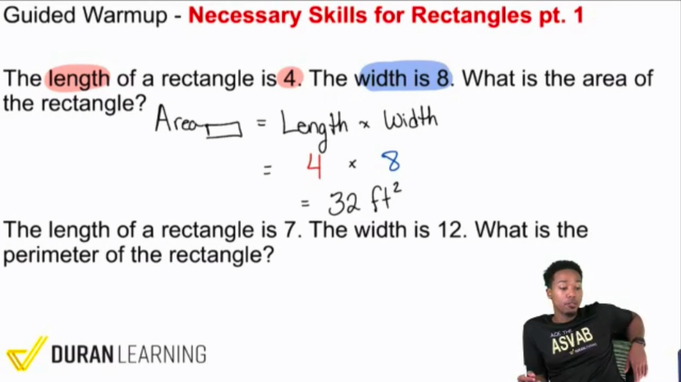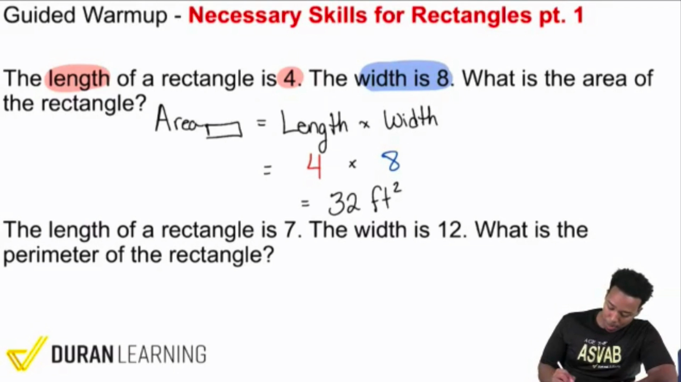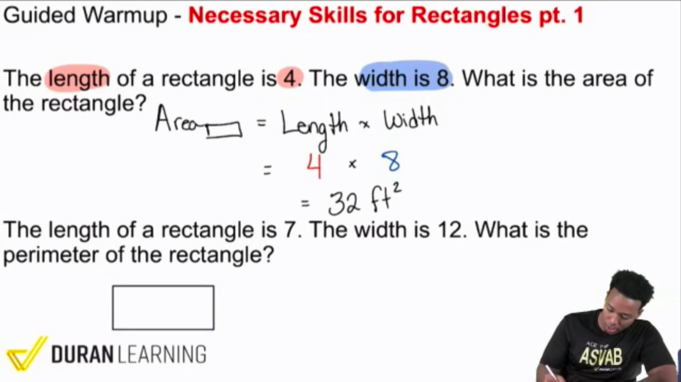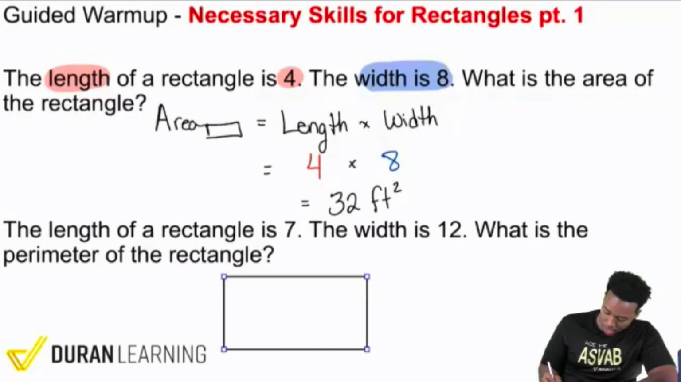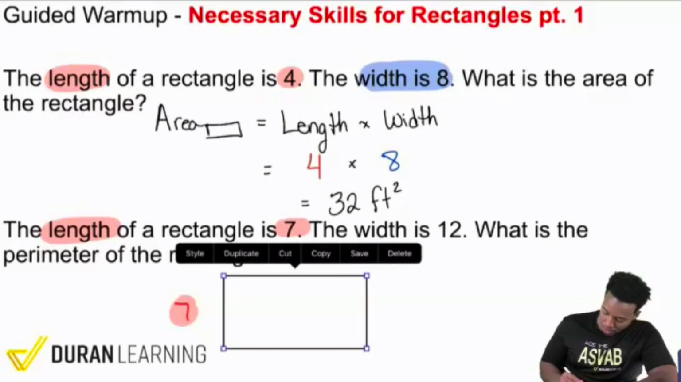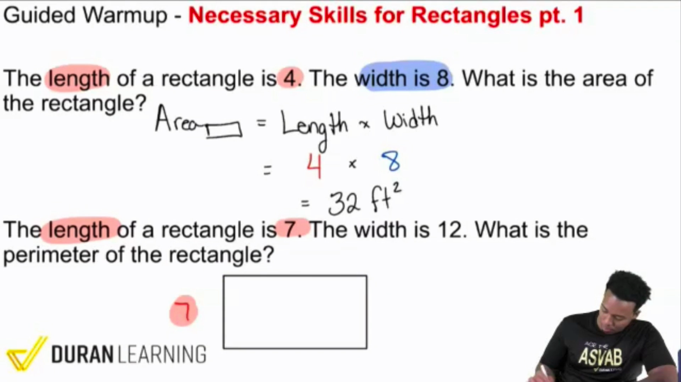Now, let's ask ourselves about the second one here. The length of a rectangle is 7. The width is 12. What is the perimeter of the rectangle? Just to help us out, here's what's really going on. We have this little rectangle, and we're going to label the sides. The length is going to be 7. The width is going to be in blue here, and I'll use 12.